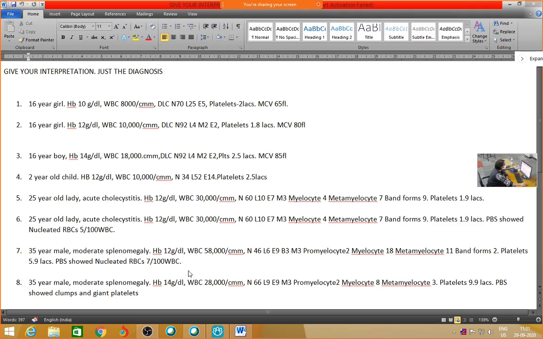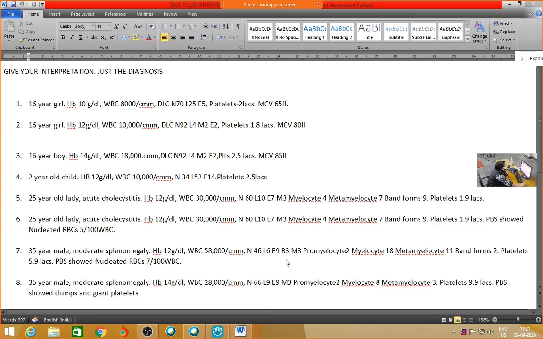Okay, and if you look at the next question, number 8, I am giving you a very similar question. The only difference here is the hemoglobin is quite okay, borderline for a 35-year-old, not really anemic. The WBC count shows leukocytosis, but not as high as the previous one. And if you look at the differential count, there is shift to left. But eosinophils are 9, which is borderline, and there is no basophilia.